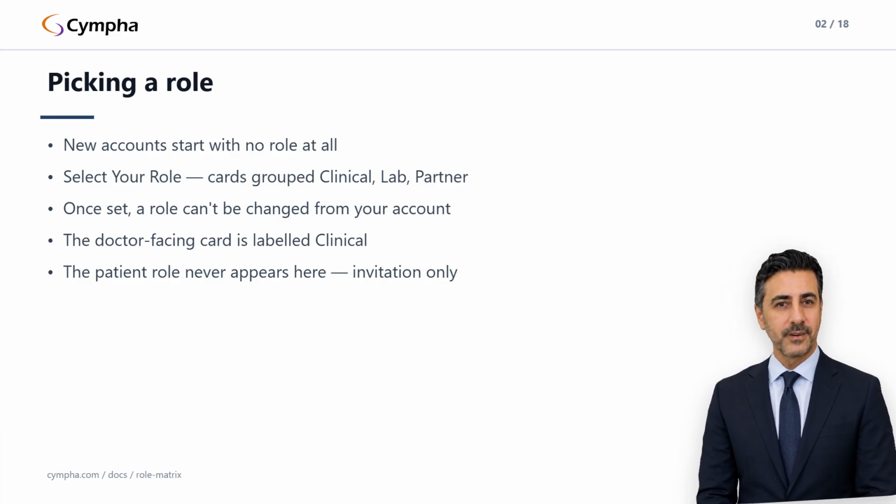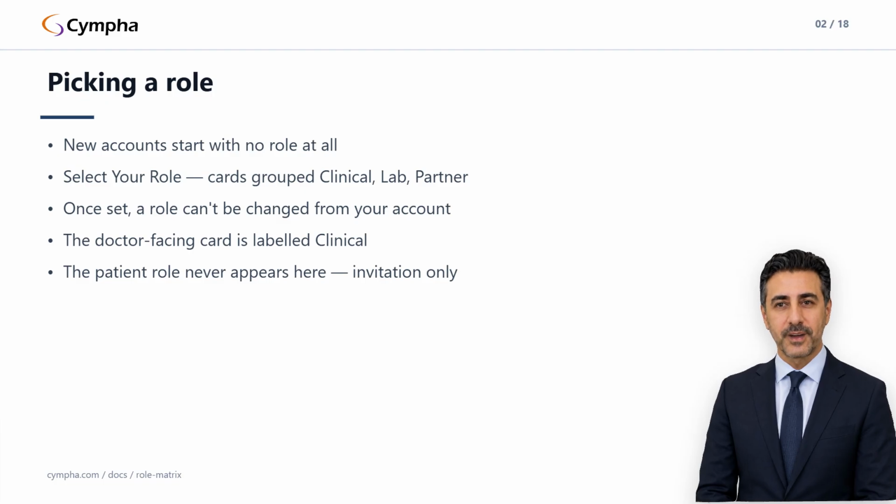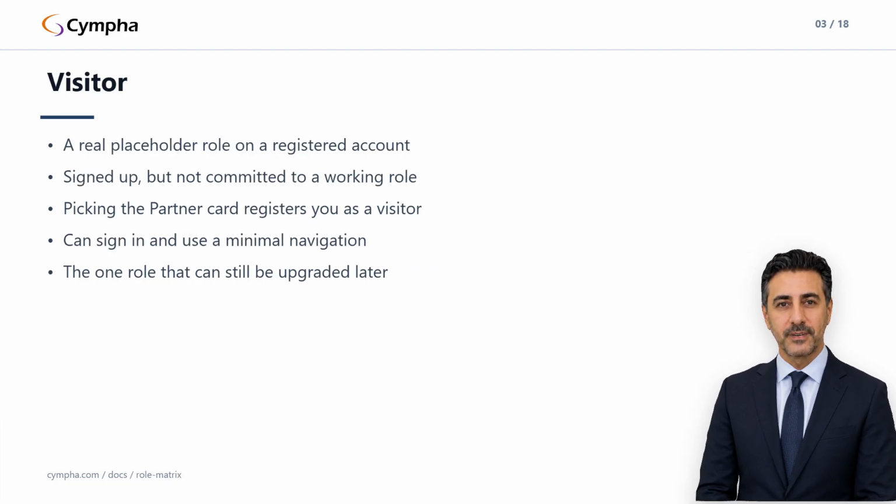Let's start the tour with a role that isn't quite a job: visitor. A visitor is a real placeholder role on a registered account, somebody who is signed up but hasn't committed to a working role yet. The most common way to become one is the partner card. Picking partner at role selection registers you as a visitor while your partner application is processed.